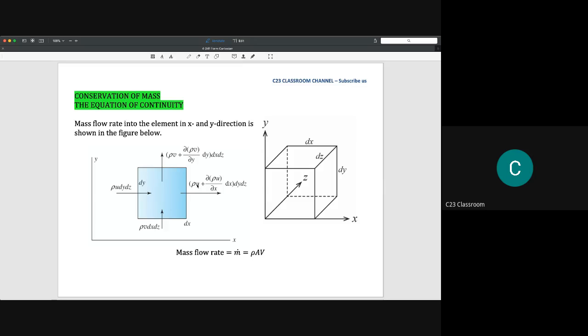So rho u is the previous value of density and velocity, plus del rho u over del x times dx, where dx is the change along the x-axis. I hope you can refresh yourself on the partial differential. It can be written like this. Okay, wait a minute.